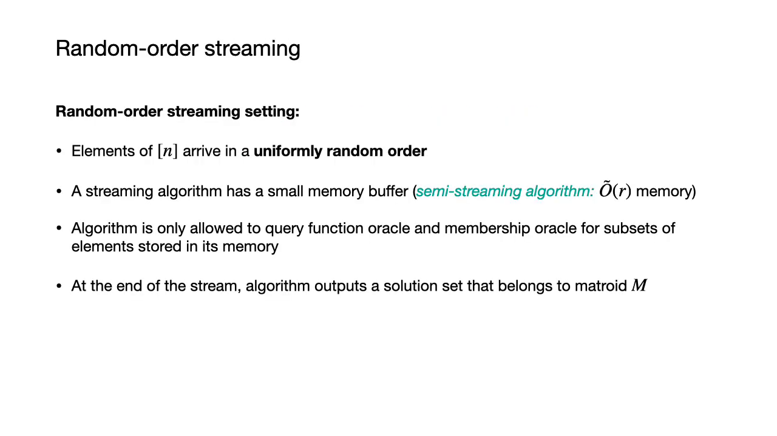Let me start by introducing the random order streaming setting. In the random order streaming setting, elements arrive in a uniformly random order. A streaming algorithm maintains a small memory buffer, and if the memory buffer is near linear in the Matroid rank r, we will call such an algorithm a semi-streaming algorithm. The algorithm is only allowed to query the function oracle and membership oracle for subsets of elements stored in its memory. At the end of the stream, the algorithm has to output a solution set that belongs to the Matroid.